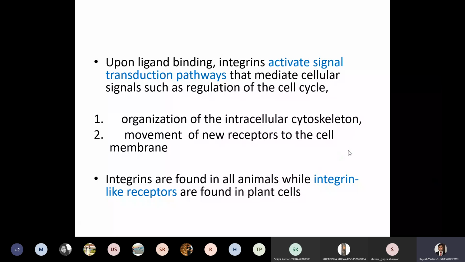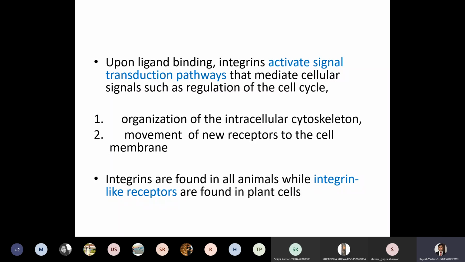Integrins are found in animals, while integrin-like receptors are found in plant cells. So this is the difference between the integrins present in animals and plant cells. That means the same function is present, but the structure may be somewhat different. That is why it is called an integrin-like receptor.